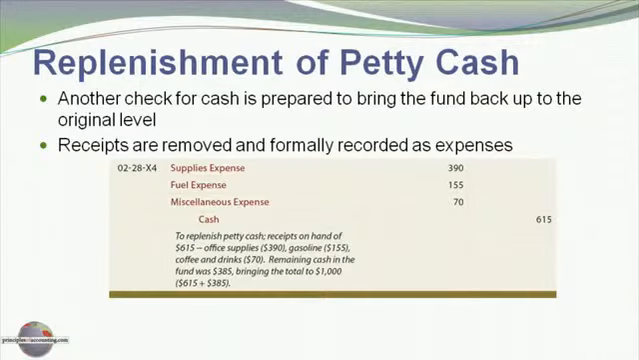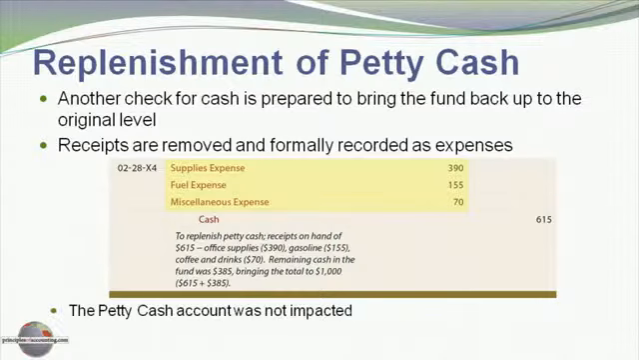So here I'm assuming we needed to replenish the petty cash fund, $615. There's our credit to cash. That's the check we write out and take to the bank to get $615. That money's placed into the fund. The receipts are taken out for supplies, fuel, and miscellaneous costs in this case, and those expense accounts are appropriately debited at that time. That brings the petty cash fund back up to $1,000, and it reflects that the $615 that was spent or removed from the box has now been appropriately recorded in the correct expense account.